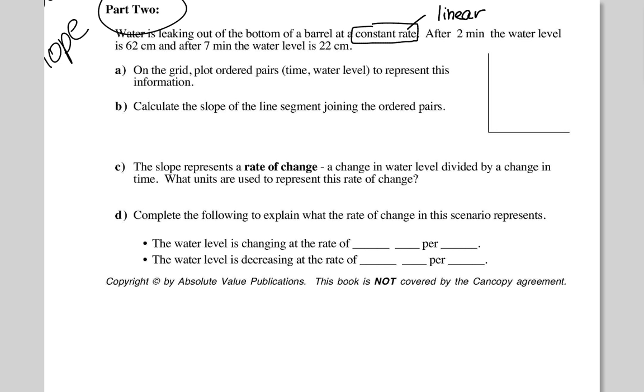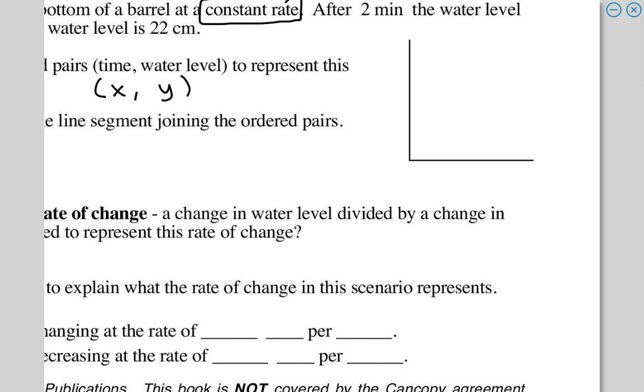So after 2 minutes, the water level is 62 centimeters. So what we need on the grid is to plot these ordered pairs. That's what we're going to do in part A, where x is time and y is water level. So you can put that here. On x, you can put time. And it looks like it's in minutes. And for y, I'm just going to put height, okay? And that's in centimeters. Good.